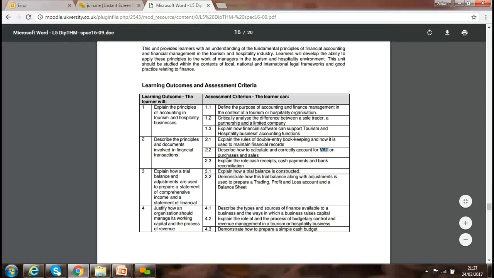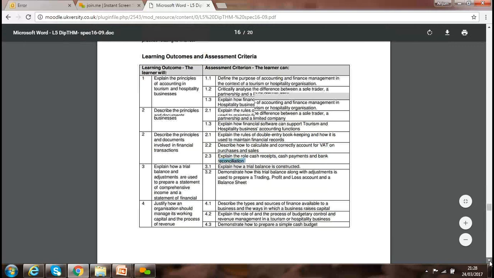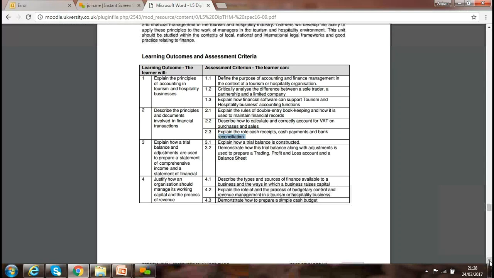Then we'll discuss the role of receipts, cash payments, and bank reconciliation. We'll discuss how much cash receipt, how much cash payment, and bank reconciliation, which means checking the balance in our bank and the cash. We'll explain how a trial balance is constructed, and explain trading profit and loss and balance sheet, and go through adjustments. We'll describe types of sources of finance, where we can borrow money and how we can raise money. We'll discuss budget goals, and prepare a full cash budget, for which I'll give you some examples.